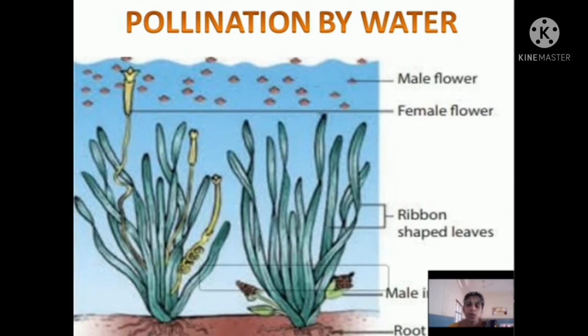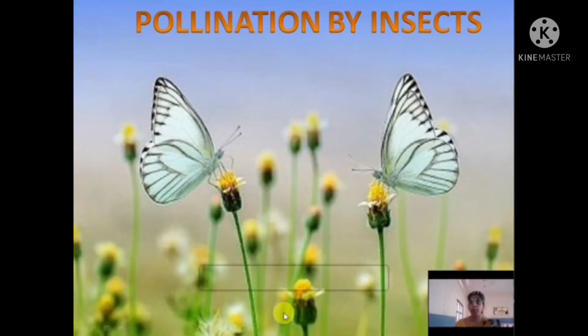So, the water lily and the hydrilla Vallisneria both achieve the pollination through water. Okay. I hope all of you understood this pollination by water and pollination by wind. Yes, pollination by insect and pollination by animals. Okay, the first one is pollination by insect.